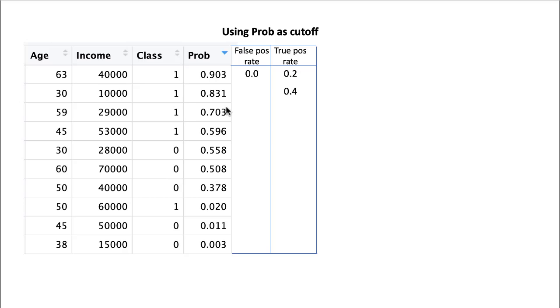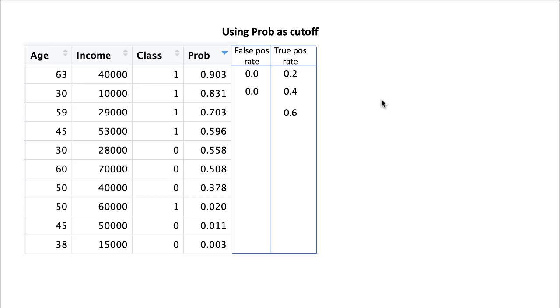Everything else will get classified as 0 because all the others have a probability of less than 0.831, and the cutoff is 0.831, which means these two will be classified as 1. Everything else will be classified as 0. So therefore, your false positive rate is still 0. Okay, true positive rate has now become 0.4 because 2 out of the 5 we have found. Okay, so both of these are classified as positive, and they are both true positives. They are both actually also positive.